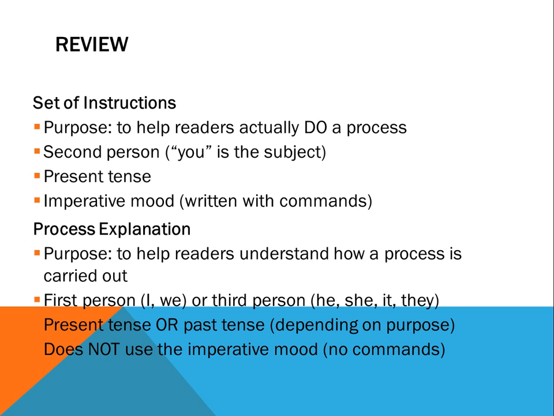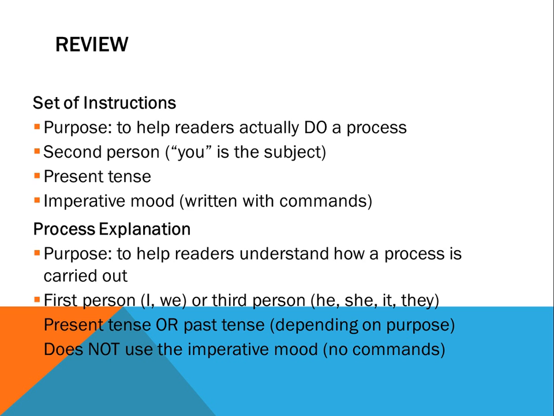In a process explanation, we can use present tense or past tense. It just depends on our purpose. So if we use present tense, this indicates that the process is ongoing. Your textbook actually uses the term habitual. So it's habitual or it's ongoing.